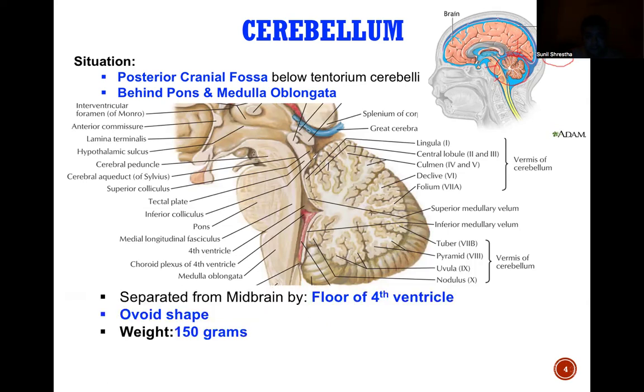The cerebellum is also separated from the brainstem by the floor of the fourth ventricle. Here in this region you will find the floor of the fourth ventricle, and the cerebellum is present just behind it. The shape of the cerebellum is somewhat of an oval shaped structure, having a weight of 150 grams.